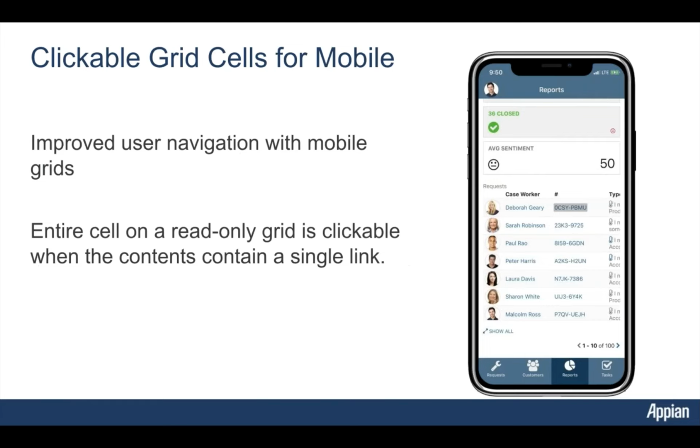Also in mobile, we've improved the clickability of grid cells. So this is an improved user navigation with mobile grids. The entire cell on a read-only grid is now clickable when the contents contain a single link. Important caveat there that if you have multiple links, still the individual links will be clickable, but when there's a single link, we'll make the entire cell clickable. So if you have a small amount of content, like a small icon, it just makes it easier for the mobile user to use their finger to actually click on that link to navigate to the sub-content.